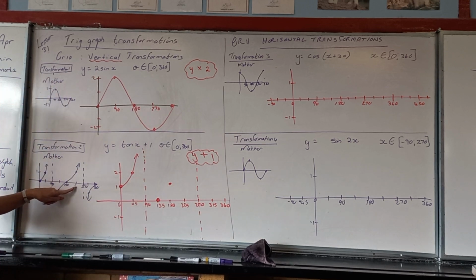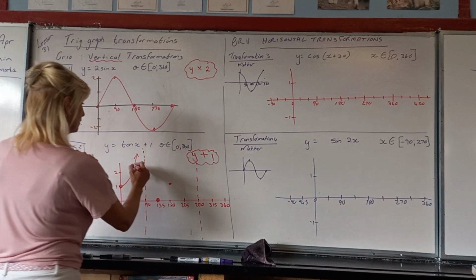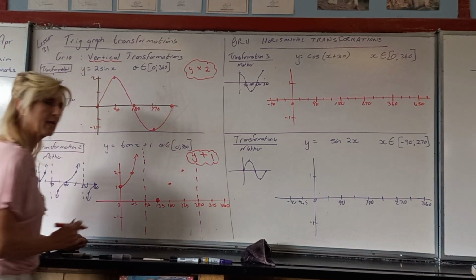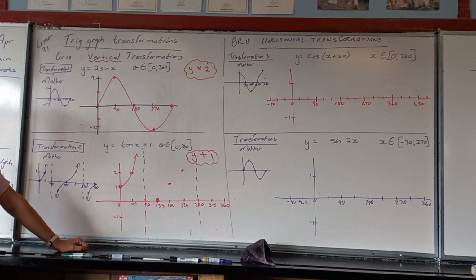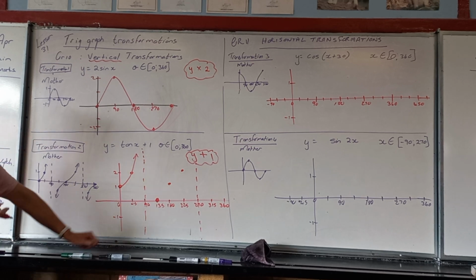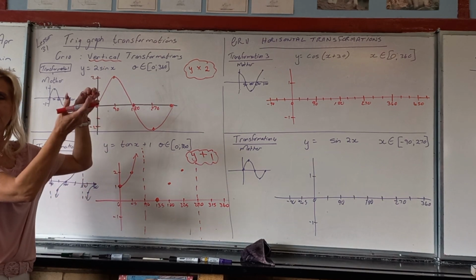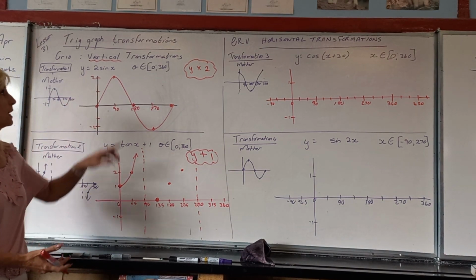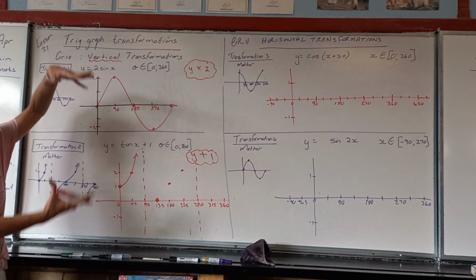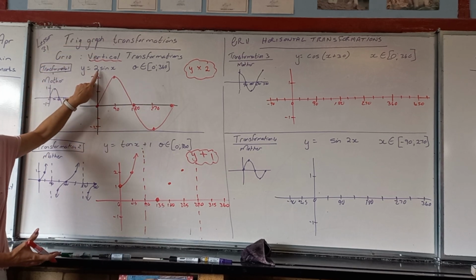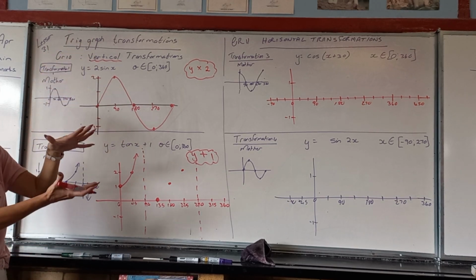Take the next one, add 225. Add 1 and add 1, and you get to 2. So what's happening to this graph? It's shifting upwards. So if I say plus, it goes up. If I say minus, it goes down. If we had times 2 there, it's stretched. If we said times a half, it shrunk.